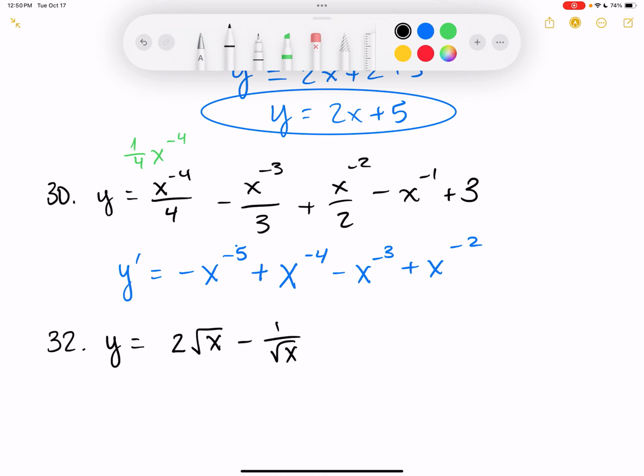Your guess would be correct. So I want to think about how else I can write a square root with something that I do know how to take the derivative of. Can you just do x to the 1/2? Yep. So it's going to be 2x to the 1/2 minus, then this square root's on the bottom, so this is going to be x to the negative 1/2.